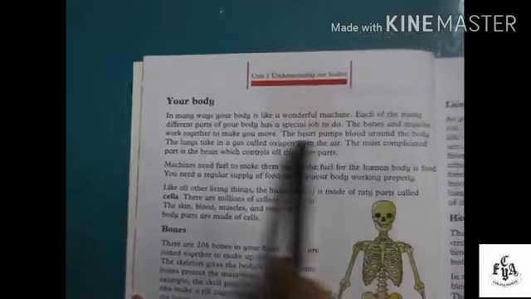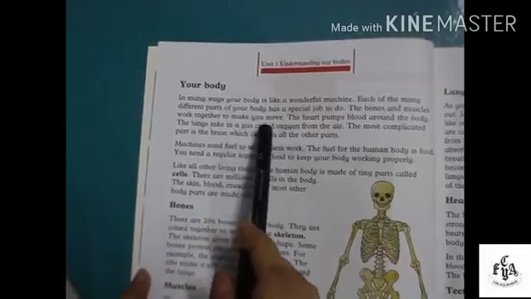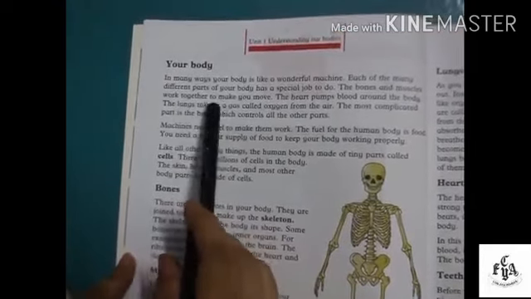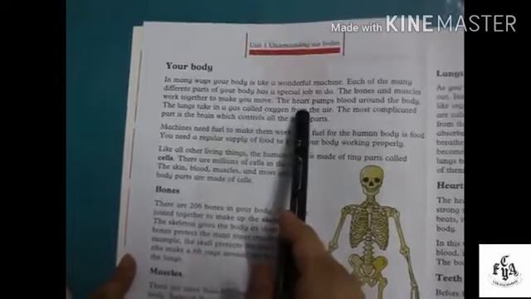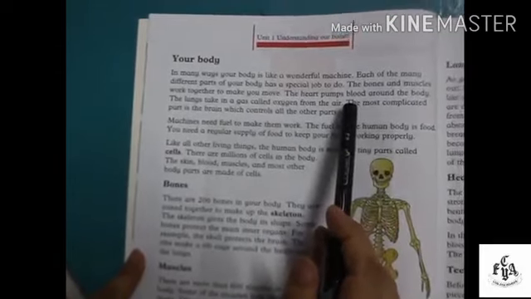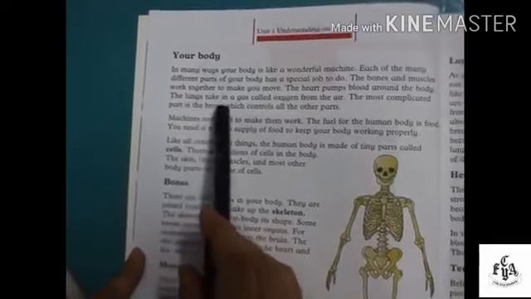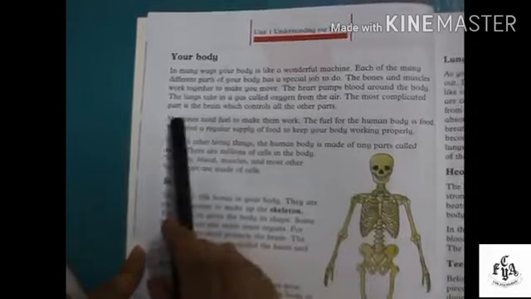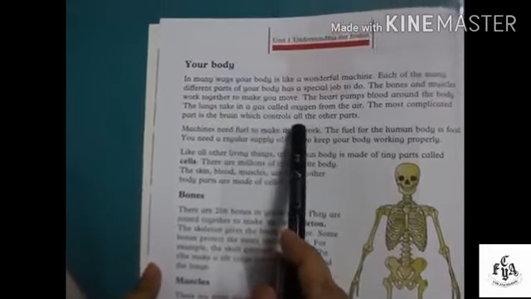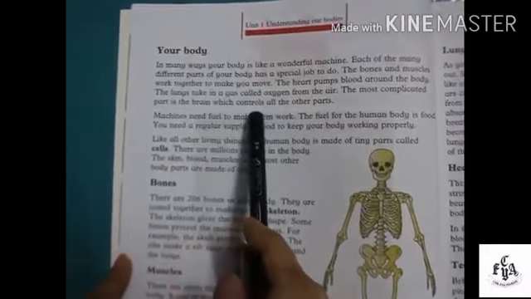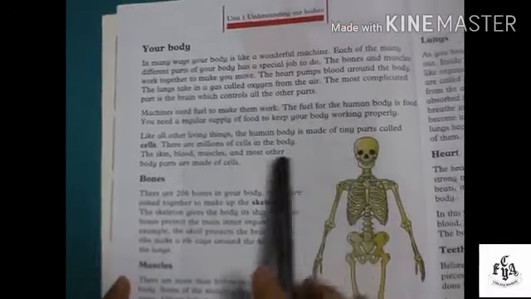The bones and the muscles work together to make you move. What is the function of bones and muscles? They work together to make you move. The heart pumps blood around the body. What is the function of the heart? It pumps the blood. The lungs take in a gas called oxygen from the air. The most complicated part is the brain, which can control all the other parts. The brain, what is the function of the brain? It can control all the other parts.